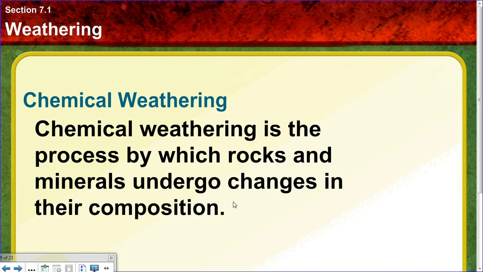In chemical weathering, we're actually changing the chemical composition of the rock. So we're dissolving it, we're exposing it to oxygen. We're doing something that's making the rock fundamentally different. You can't put it back once you've had a chemical change.